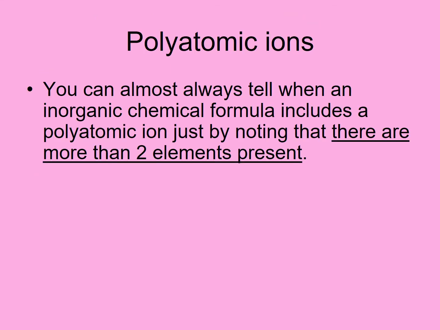You can almost always recognize that polyatomic ions are present if you're given the formula, just because you'll see more than 2 elements. So if you look at the formula and you see 3 or 4 or more capital letters, each of those capital letters indicates a new element, then the very first thought that ought to pop into your mind at this point is that a polyatomic ion might be involved. Now that's not the only possibility.